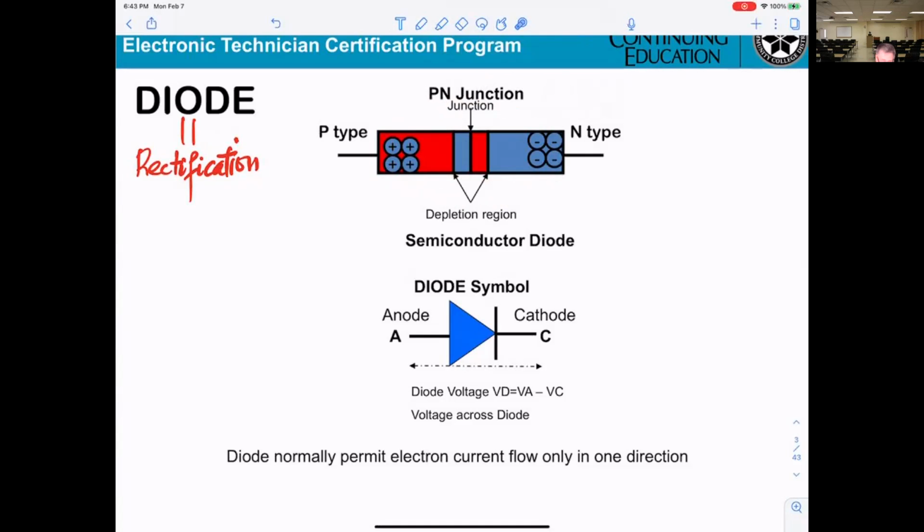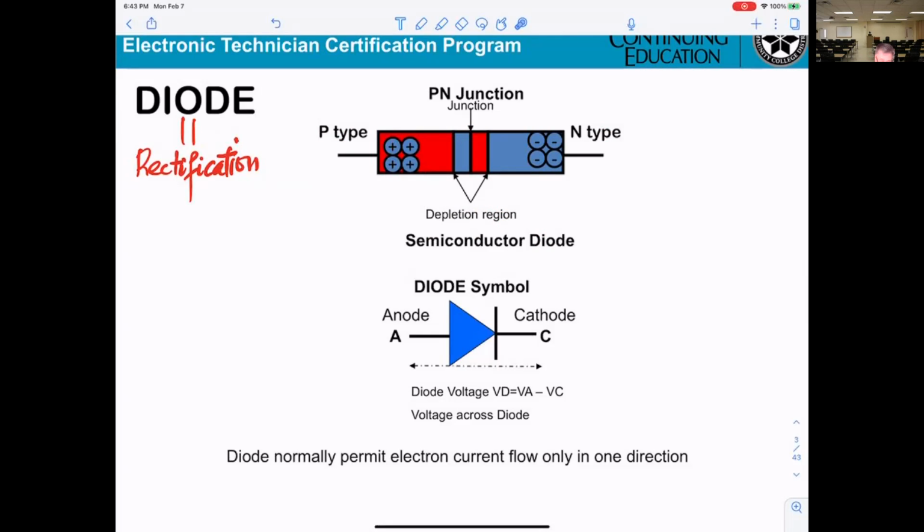Now, for the diode, one side they call a P-type, containing positive. And the other one they call an N-type, containing negative electrode. Okay, that is basically the semiconductor diode. And later on, you can see this part right here. They call it a depletion region.